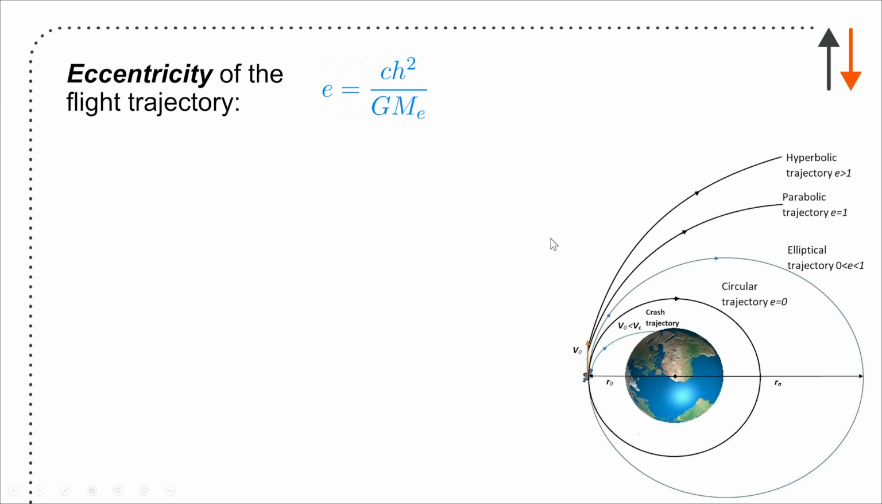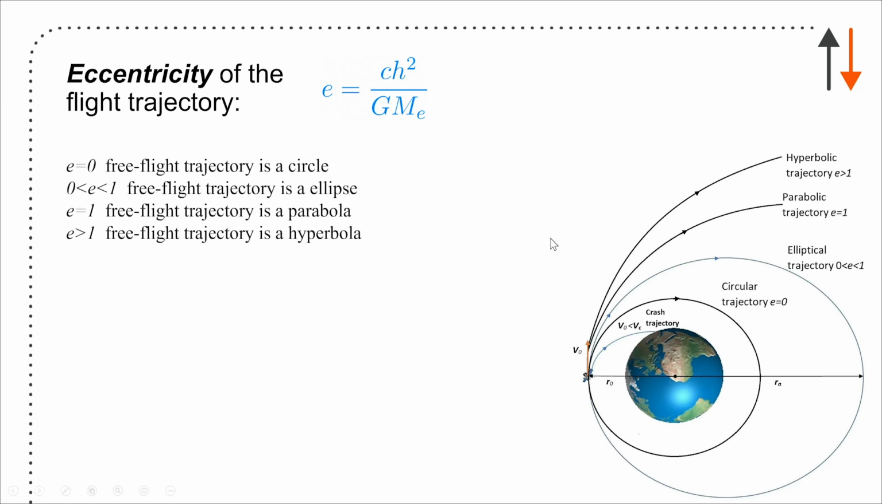Or is it hyperbolic? So in other words, if E is equal to 0, the free flight trajectory will be a circle. If E is between 0 and 1, the trajectory will be an ellipse. If E is equal to 1, the trajectory is a parabola, which means that basically the satellite will never come back. And if E is bigger than 1, the trajectory will be a hyperbola. Again, it will not come back.